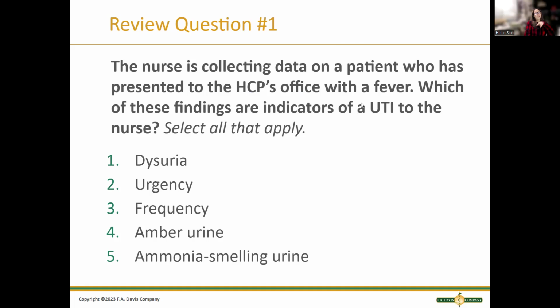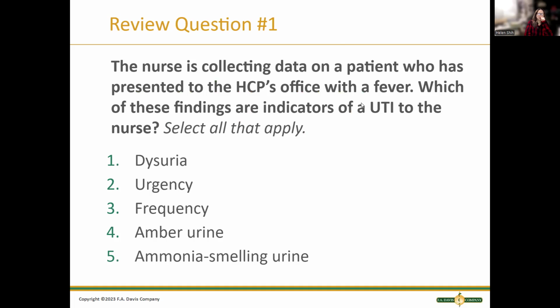This review question says that the nurse is collecting data on a patient who has presented to the healthcare provider's office with a fever. Which of the following are indicators of a UTI? So with a UTI, we can have urgency and frequency for sure. And we could have concentrated urine, but we're not going to have ammonia smelling urine. So 5 is out. But right now I'm at least sold on 2, 3, and 4.